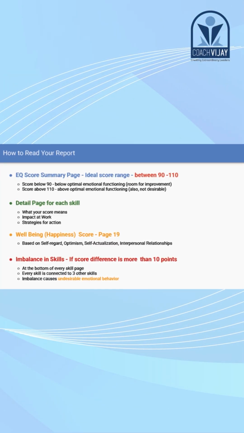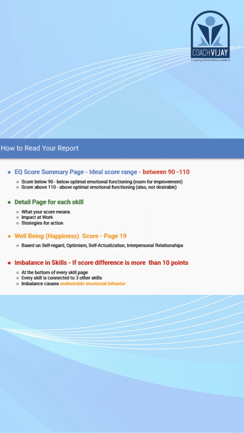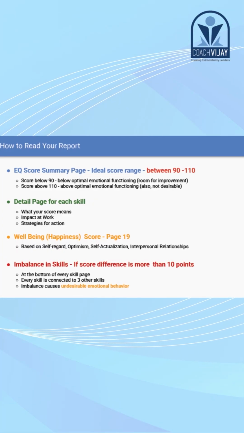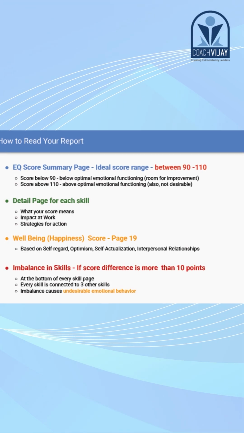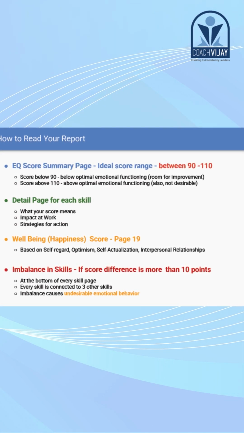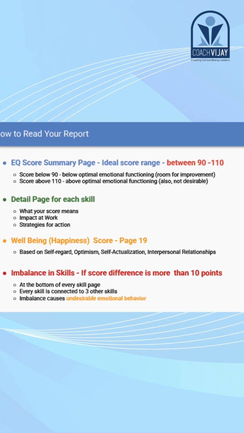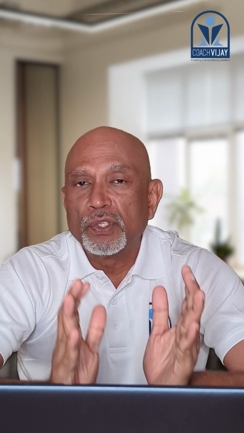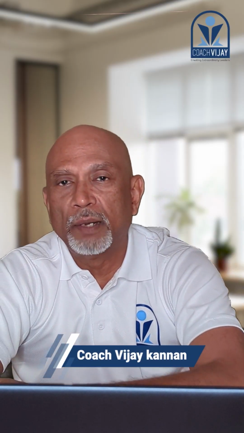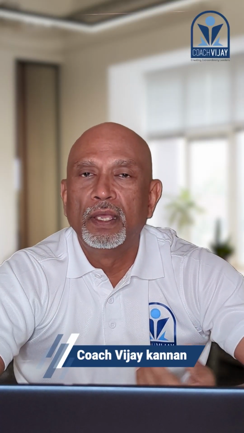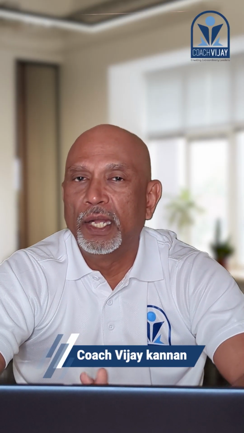Now let us talk about how to read the EQI report. When you look at your report on page 3, you get a summary of all your scores. The ideal range for a good score is between 90 and 110. When any of your scores is below 90, it means that there is an opportunity to bring it up into the optimum. If any of your scores is above 110, that also means that you may be overusing that particular skill, and it may be wise to dial back on it and bring it back into the range.